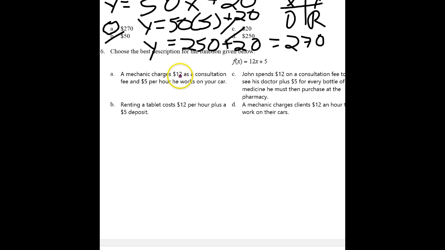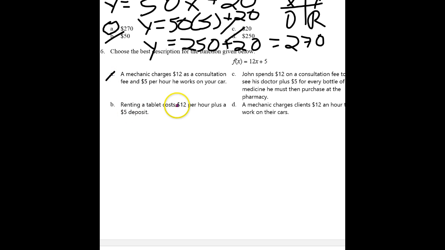A mechanic charges $12 as a consultation fee and $5 per hour. Well, if we're looking at A, we would actually end up with 5x because we have 5 per hour. And we have 12x, not 5x. So A is out of the question.